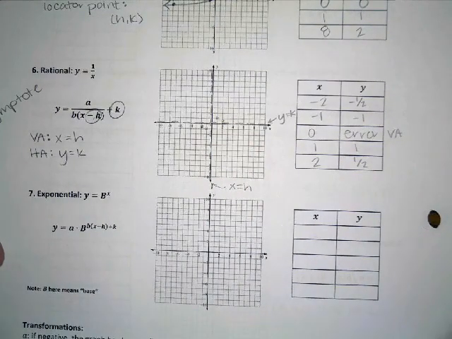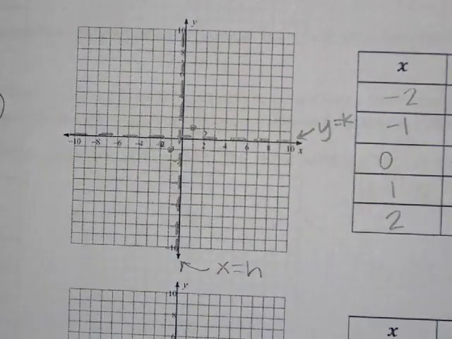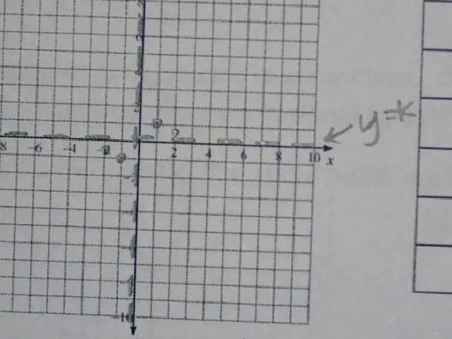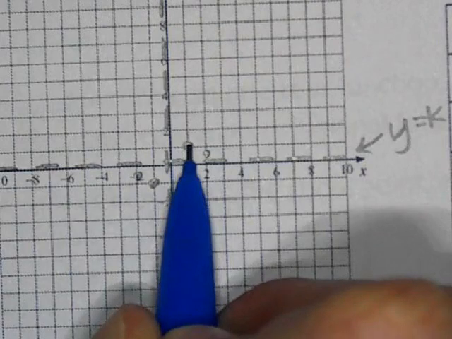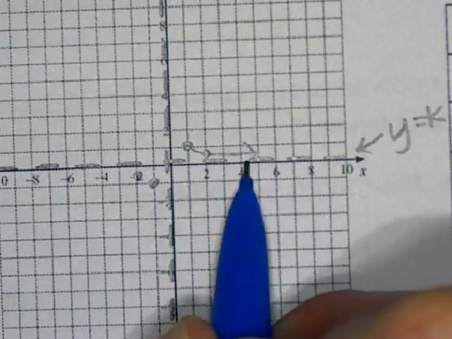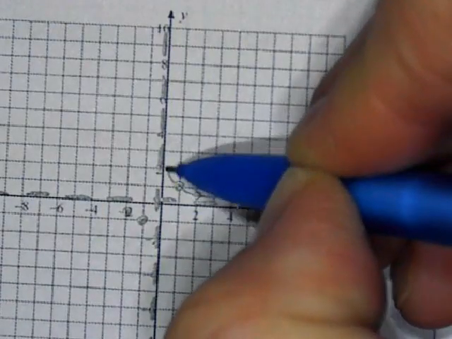The curve gets really, really close to the asymptote, but it doesn't cross the asymptote. So I'm going to start here. And then I'm just going to show that my curve gets really close to it. Draw an arrow. And then I'm going to show that my curve gets really close to it up here. Draw an arrow. Like that.